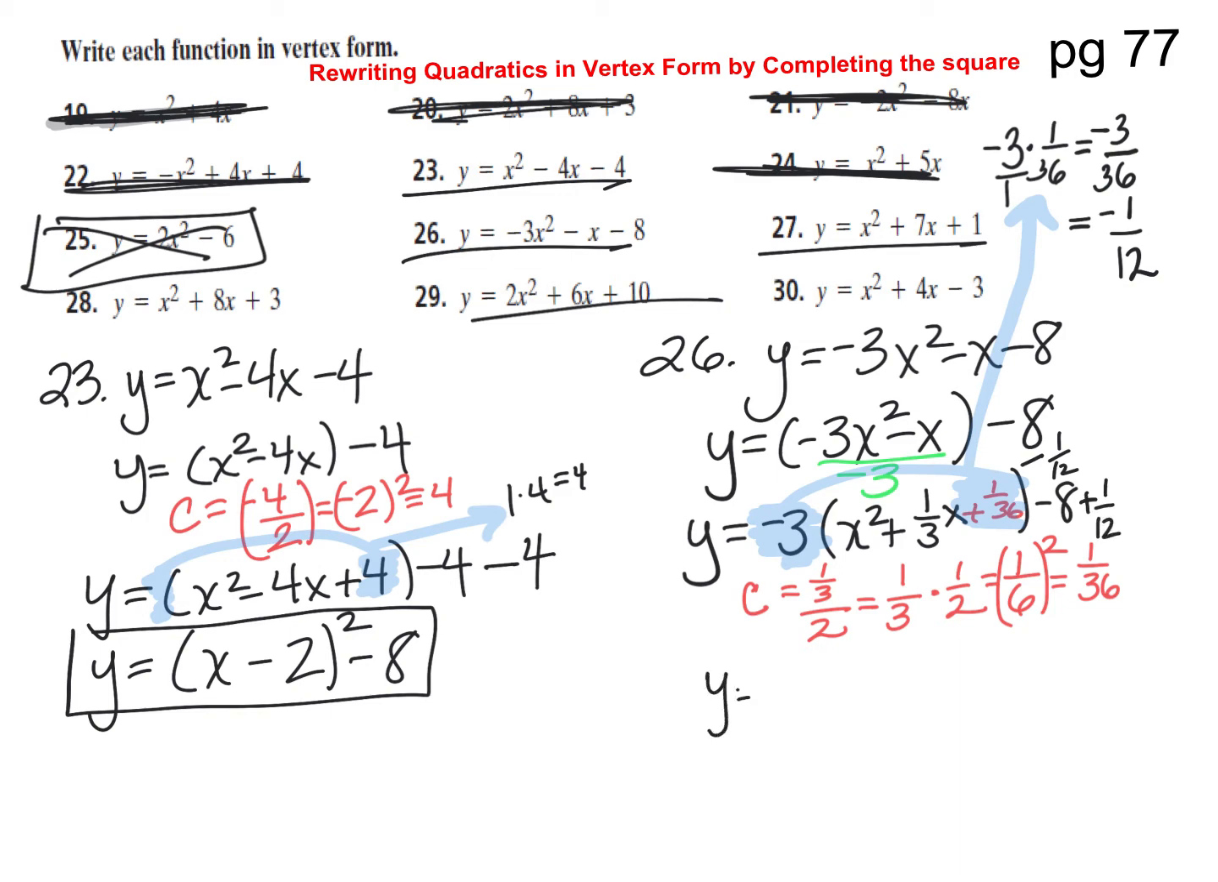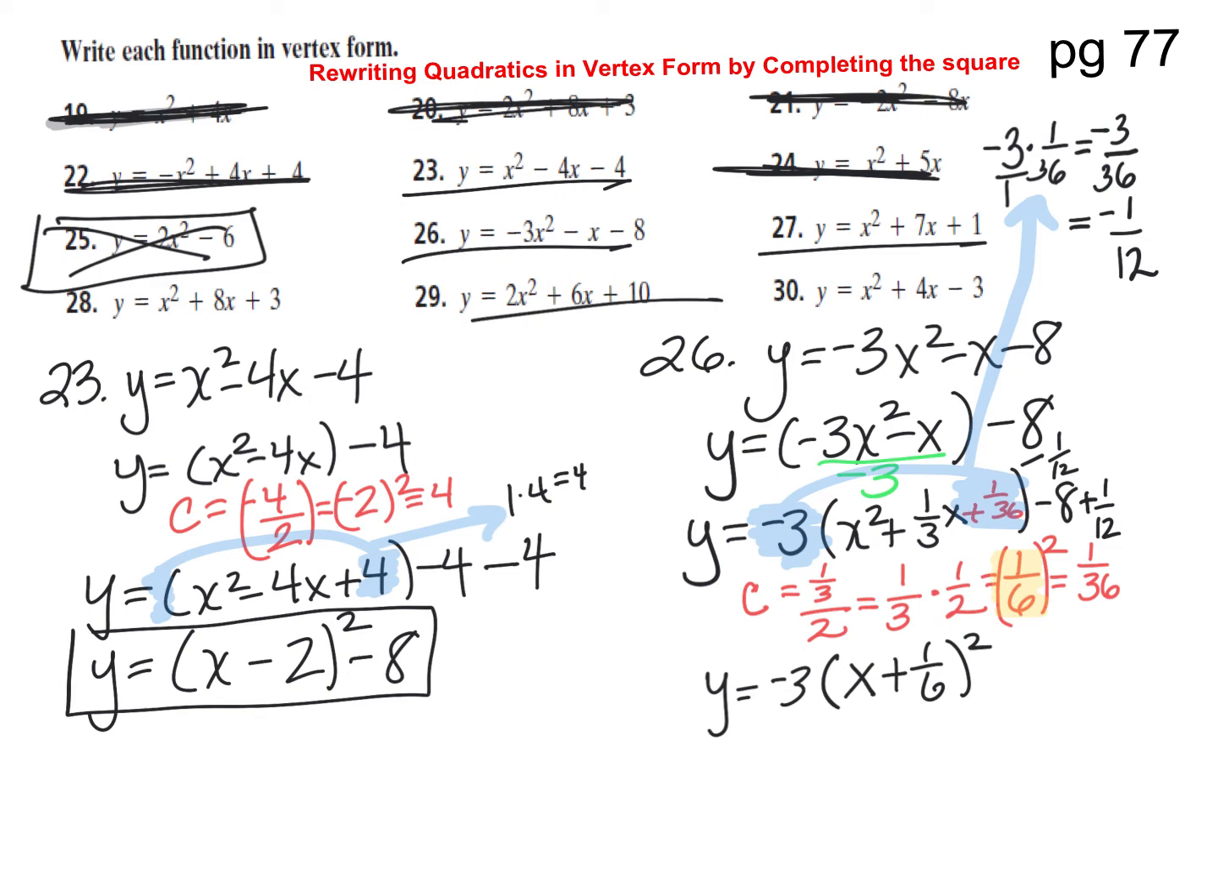Y is going to equal -3 times the quantity x plus 1/6 squared. Remember, I got that 1/6 from here. The answer that you get when you divide by 2, and of course, dividing by 2 is also the same thing as multiplying by 1/2. So that's where that x plus 1/6 came from.